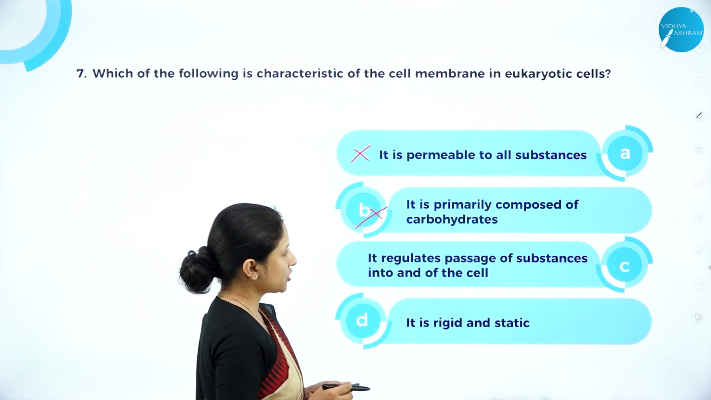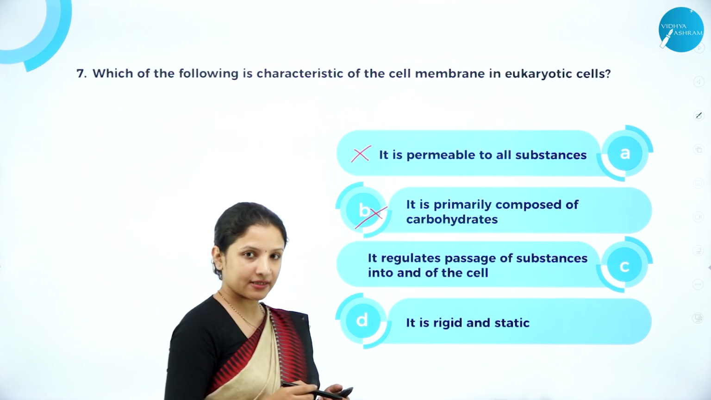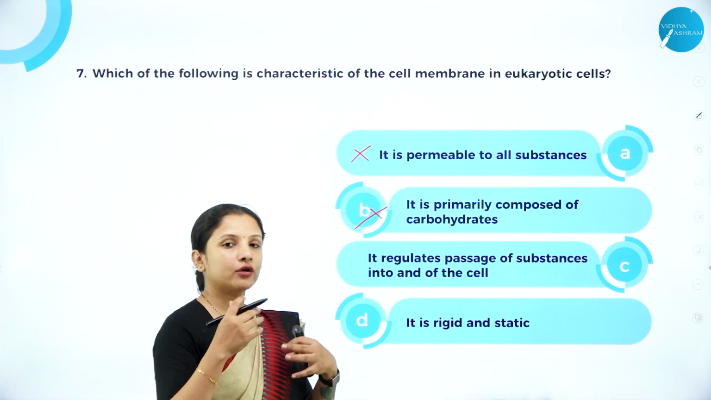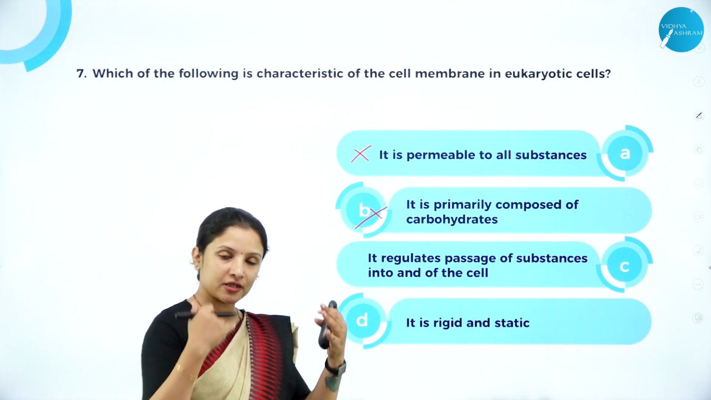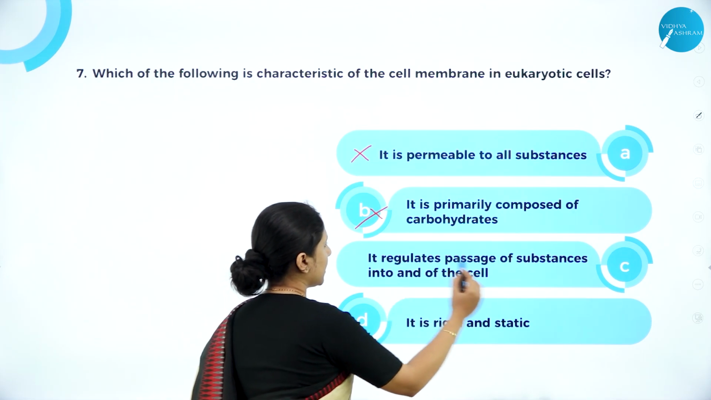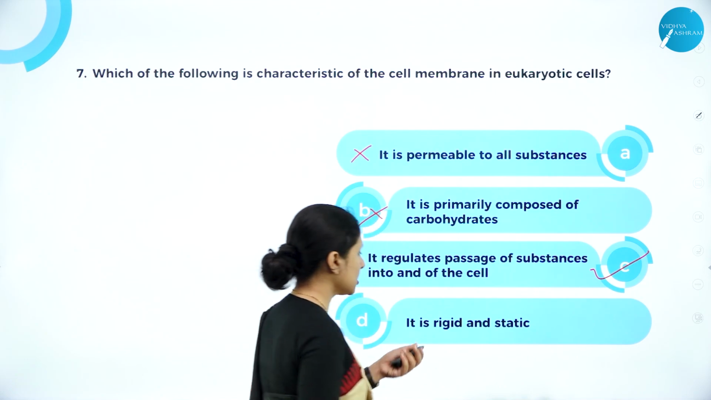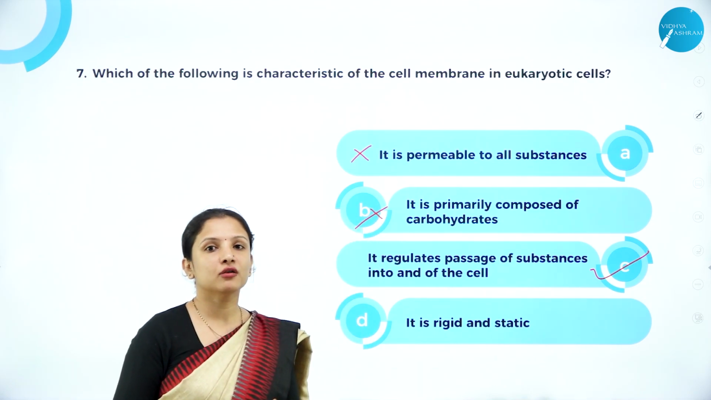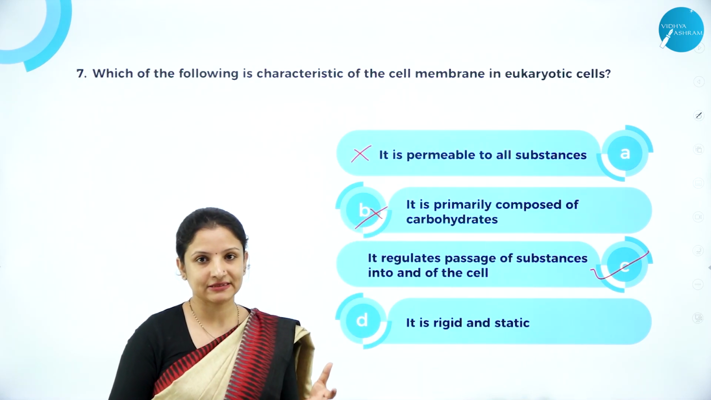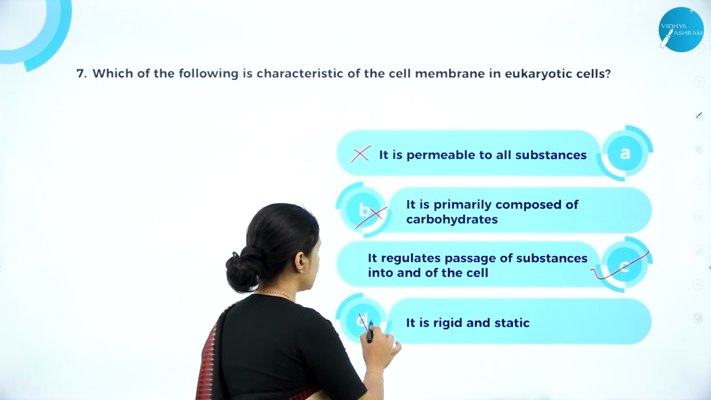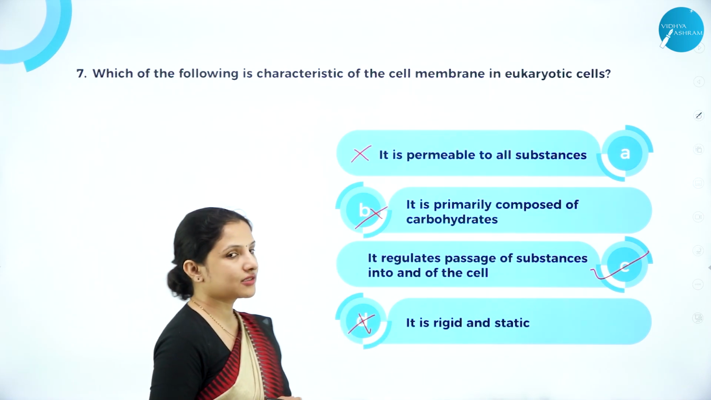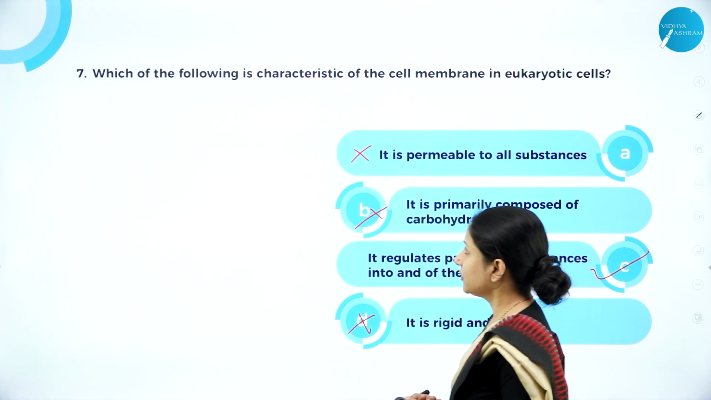It regulates the passage of substances into and out of the cell. Yes, that is true. It regulates or controls the passage of substances into the cell as well as out of the cell. Therefore, option C is the right answer here. It is rigid and static? No, they are not rigid. They are fluid in nature. We had studied, right? Therefore, option D is also the wrong answer. Option C is the right option here.